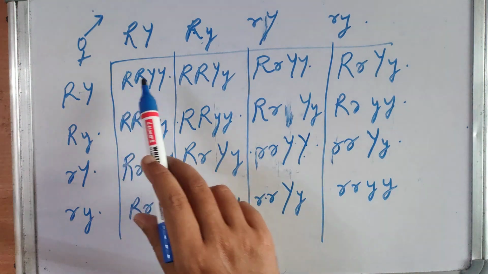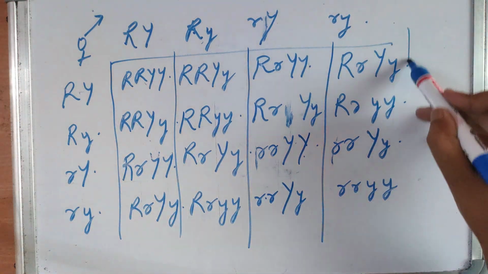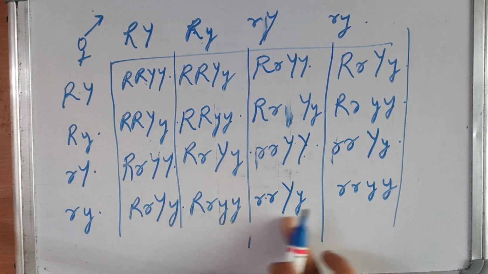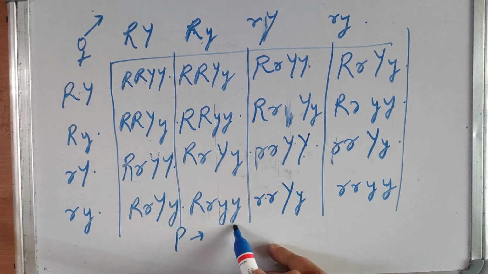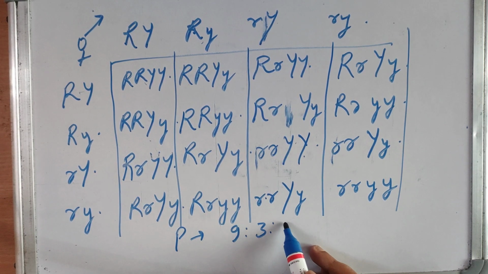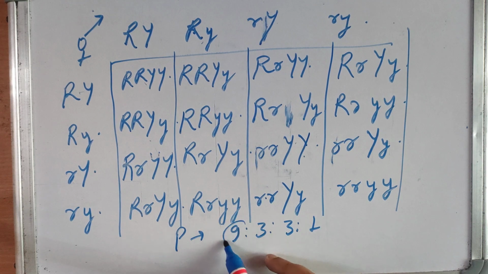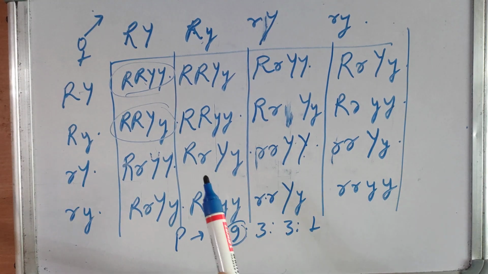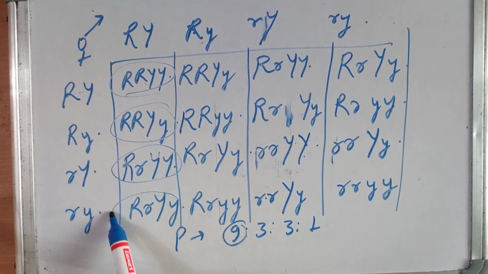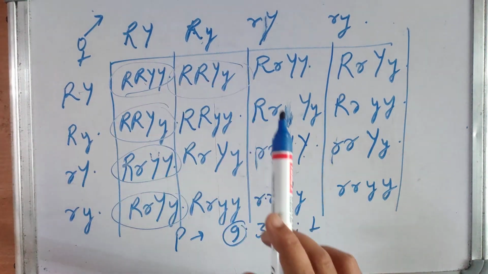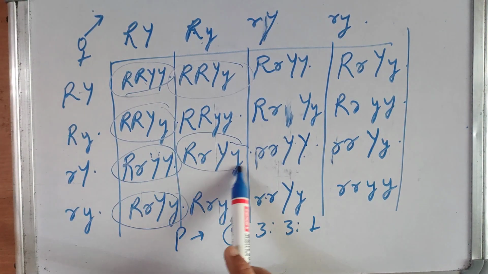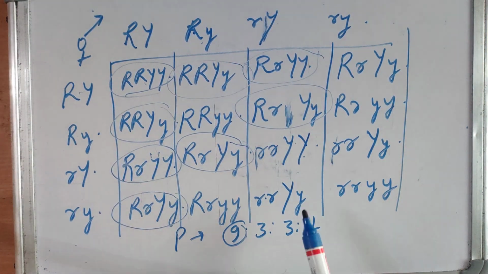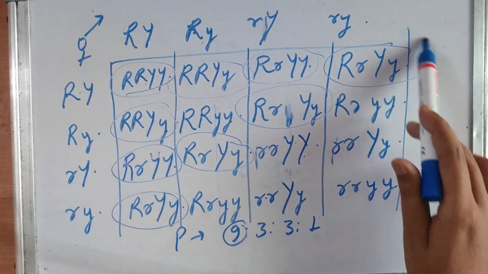So when you count or divide these, the phenotypic ratio here will be 9:3:3:1. So these 9 will be round and yellow. Suppose this is round and yellow 1, round and yellow 2, round and yellow 3, round and yellow 4. Now moving on to round and yellow 5, 6, 7, 8, and round and yellow 9.